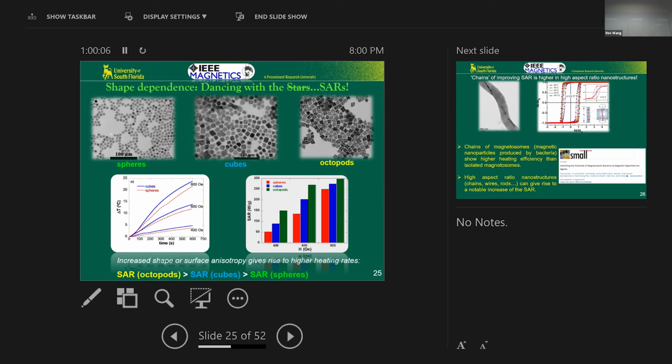We can show that just like playing with the shapes and sizes, we can increase the SAR. We were the first group to show this, and at that time, nobody really took it seriously. But now, most groups working in hyperthermia understand that they need to make high aspect ratio nanoparticles, not just spherical ones. So this was one of the first studies that showed this progression of why anisotropy is important.